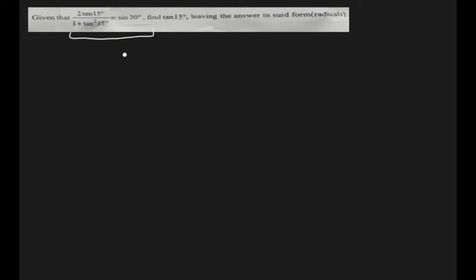Sine 30, according to your calculator, is equal to half. So the right side is half. Now let's assume tan 15 equal to an alphabet, let's say k. So 2k over 1 plus k square equals half, and we'll just find k. Cross multiply please. Here it will become 1 plus k square on the right side and this will be 4k.